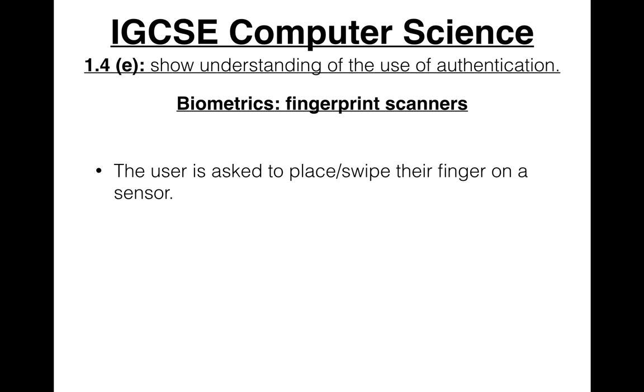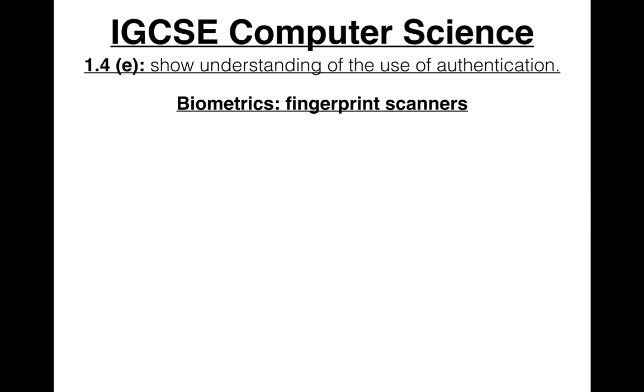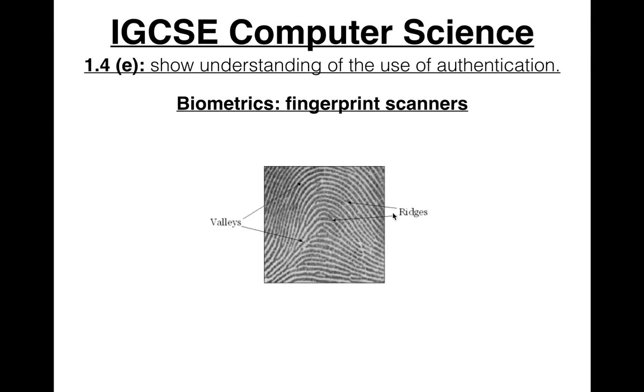The user is asked to place or swipe their finger on a sensor. The image of their fingerprint is then compared with a stored image of their fingerprint. This is done by software looking at patterns of ridges and valleys. If they match, the user is granted access. And if they don't, of course, they're not granted access. In case you're wondering what ridges and valleys are, these are ridges, those little things here, and valleys are those weird thingies here.